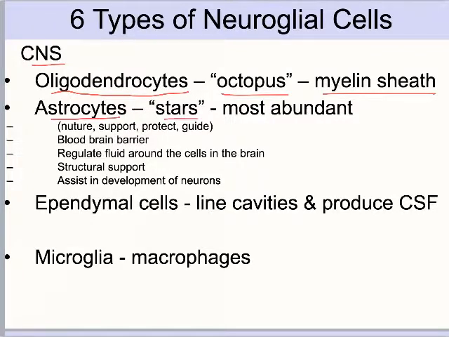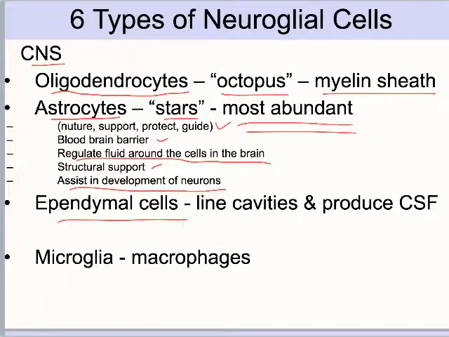Astrocytes, those are the stars, and those are the most abundant. They do a lot because they're so abundant. They nurture, support, protect, and guide. They're part of the blood-brain barrier. They're going to regulate the fluid around the cells in the brain. They provide structural support, and they're nurturing, so they assist in the development of neurons. I kind of think of them as nanny cells.